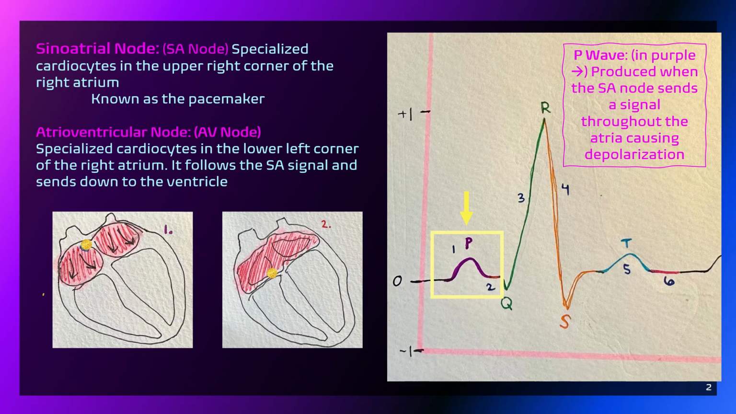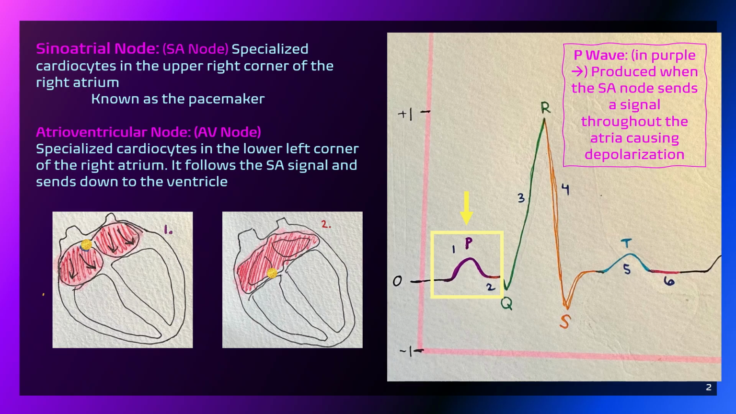The second photo will be the AV node, that second yellow dot, the atrioventricular node. These are also specialized cells in the lower left corner of the right atrium. This continues on that SA signal and sends it down to the ventricle.